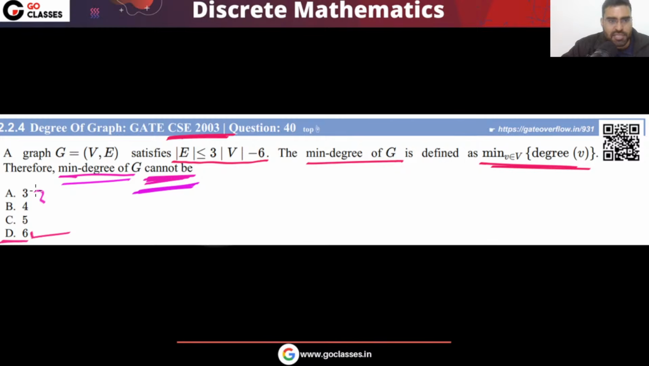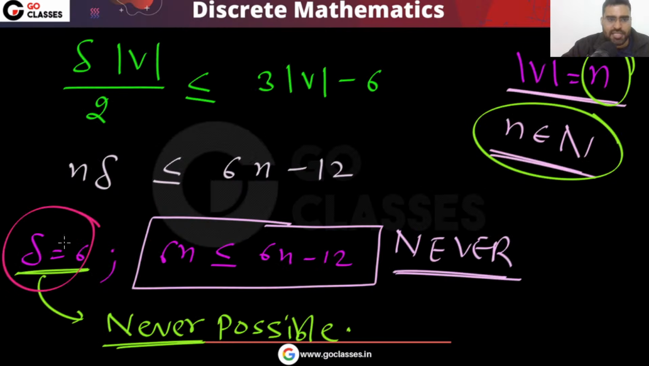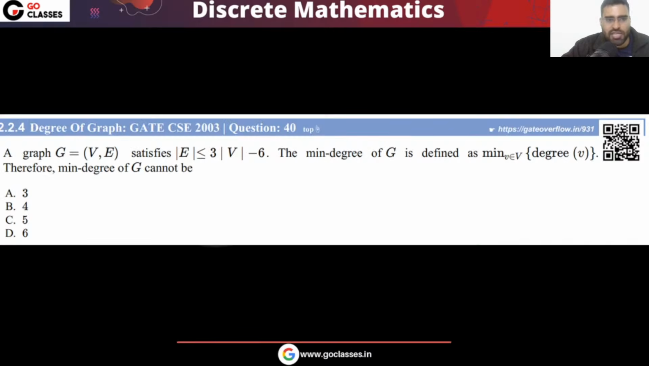Minimum degree can be these. These are possible, but minimum degree can never be 6, because if minimum degree is 6, then you will get a contradiction. This equation, 6n is less than or equal to 6n minus 12, can never be satisfied. So this is your answer. For this question, the answer is option D.